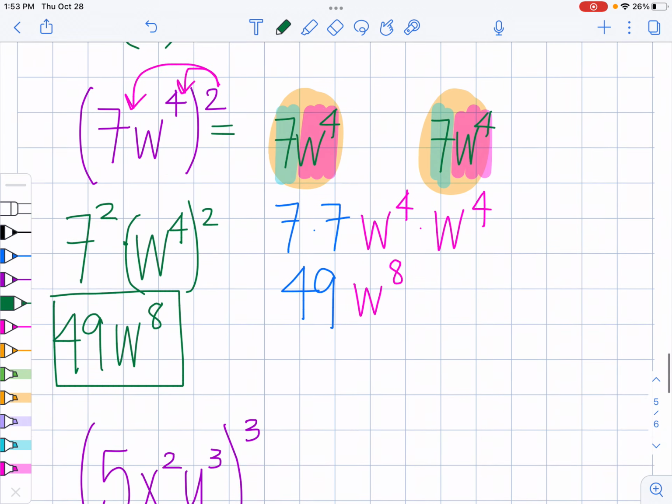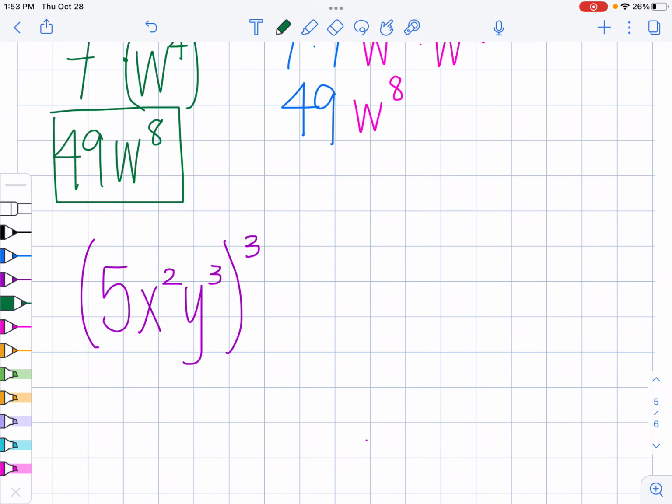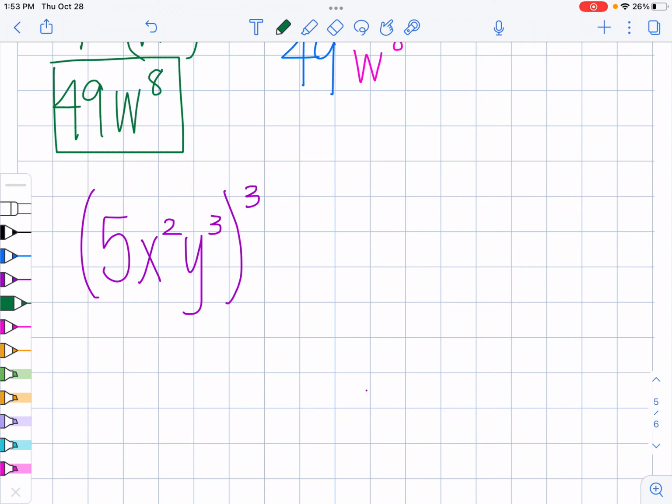Okay, last one. Now I added in 2 variables, so I have 3 different bases. I have a 5, I have an x, and I have a y. The concept remains the same. Let's see if you can do this. Pause this by yourself and try and work on it, and I will show you the work.